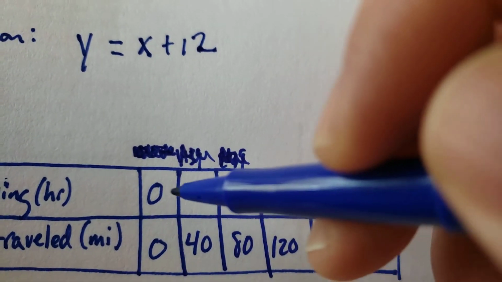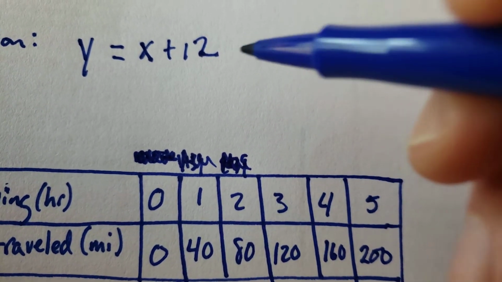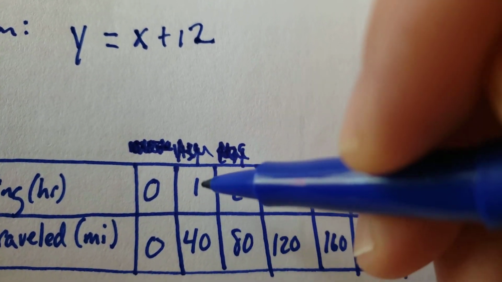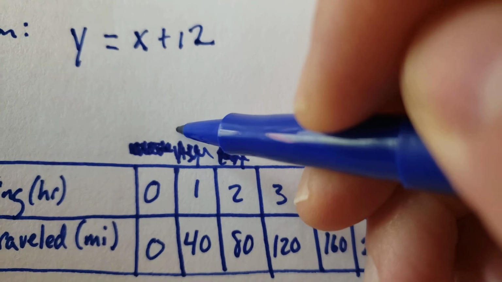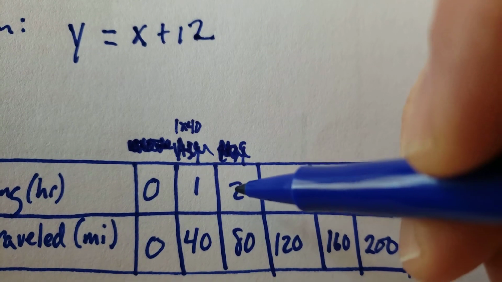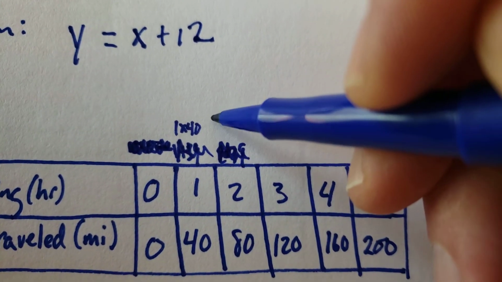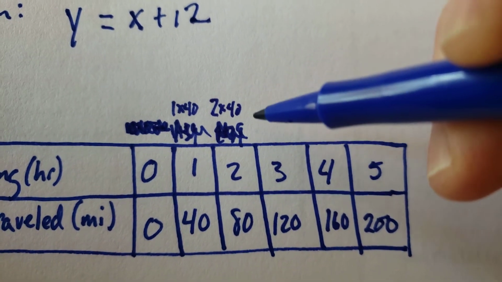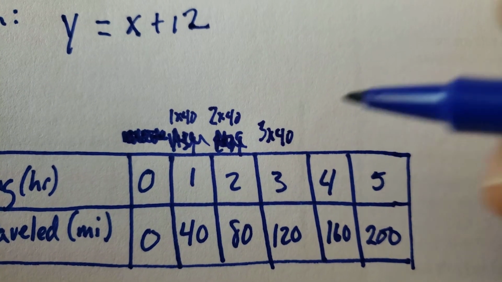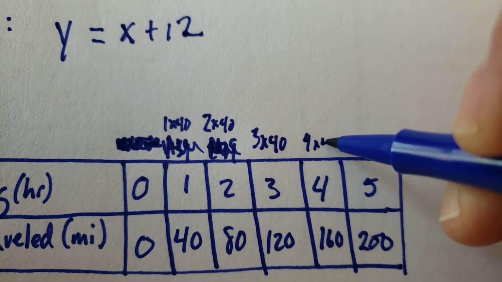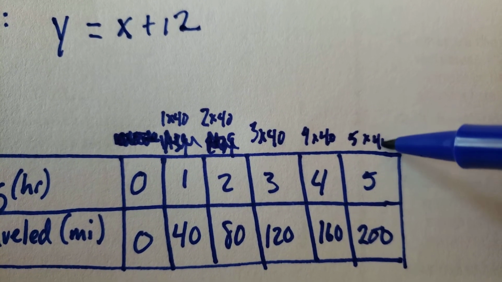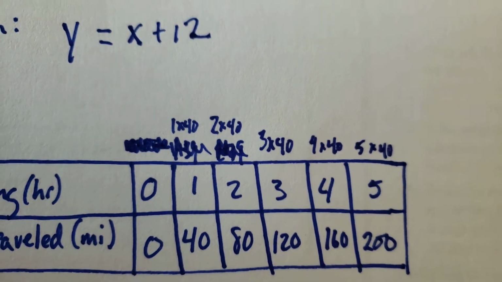But multiplication. 0, 0 is not really going to help me out here because that's 0 times 0. But if I look at 1 to 40, what do I multiply 1 by to turn into 40? Well, I multiply it by 40. So now I check to see, can I do 2 times 40 to make 80? Yes, 2 times 40 is 80. Is 3 times 40 equal to 120? Yes. Is 4 times 40 equal to 160? Yes. Is 5 times 40 equal to 200? Yes. So that's my relationship.